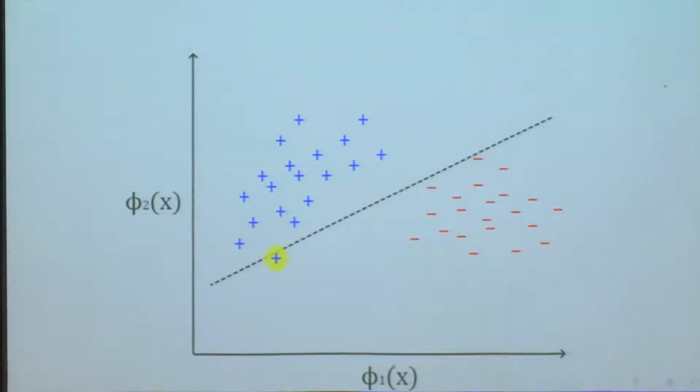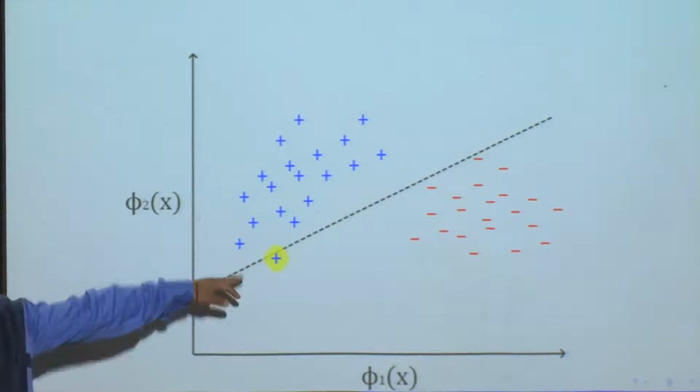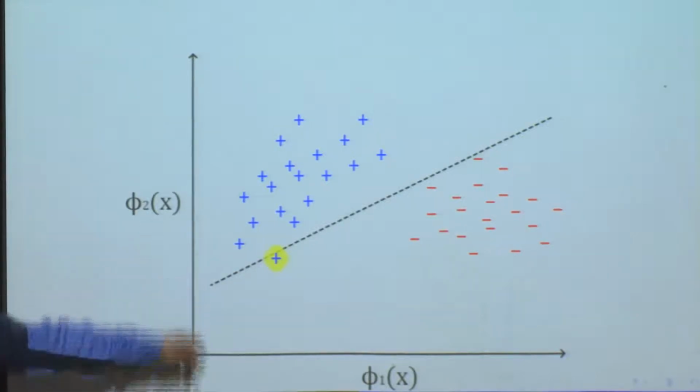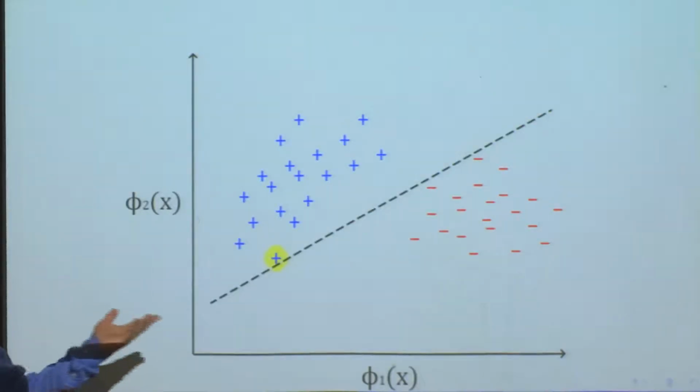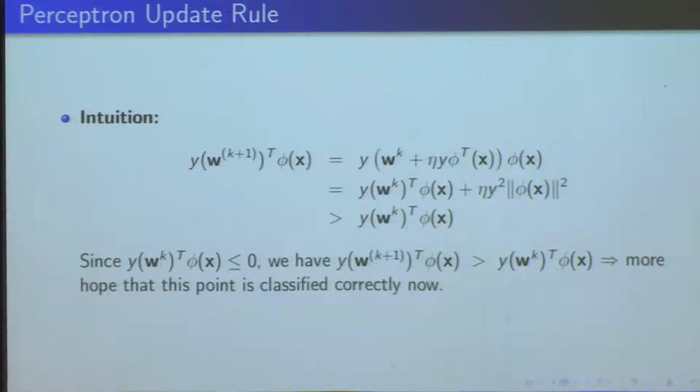Now it may not become positive in one shot. So for example, this plus positive point also has negative unsigned distance. Its distance has got corrected, but that may not always be the case, right? So this was the intuition. We left off at this point. So we saw that the unsigned distance after update is going to be greater than the unsigned distance before update.